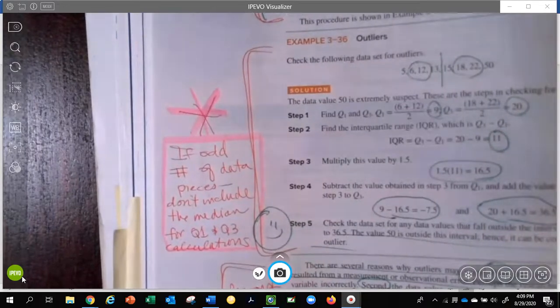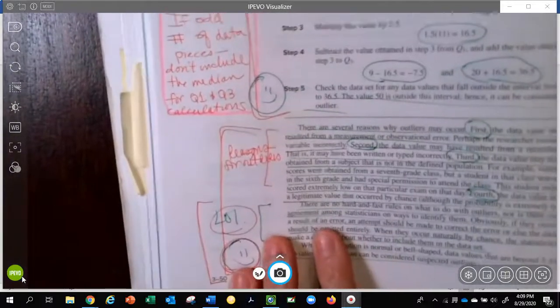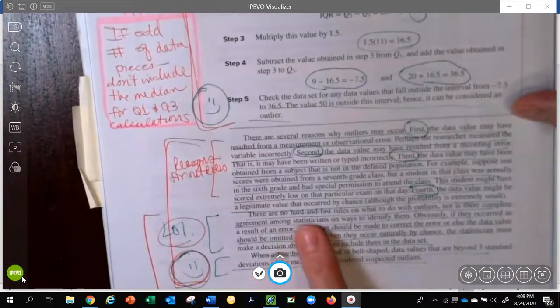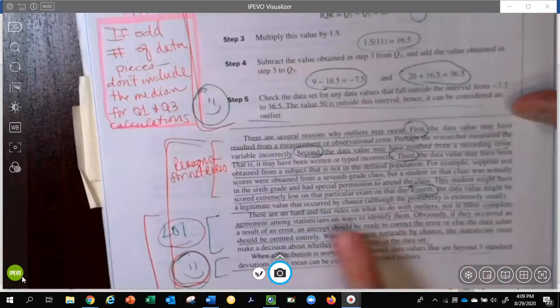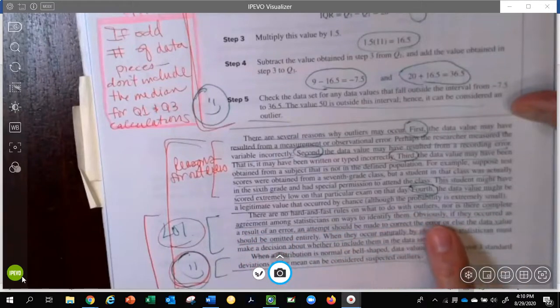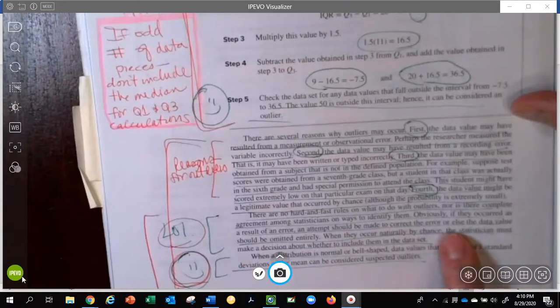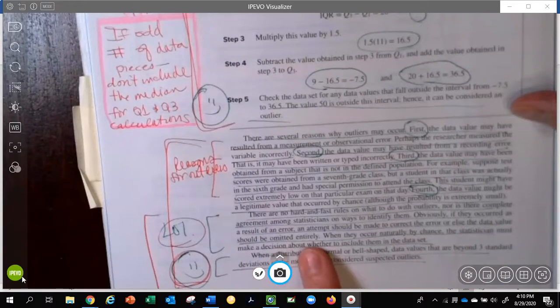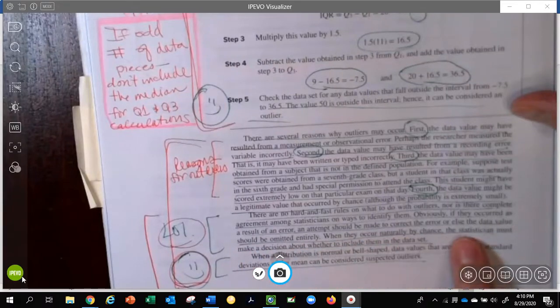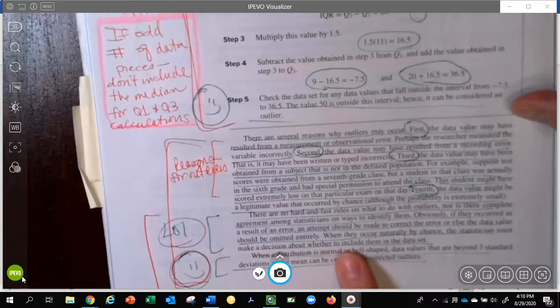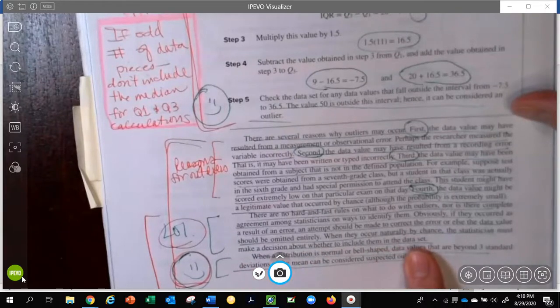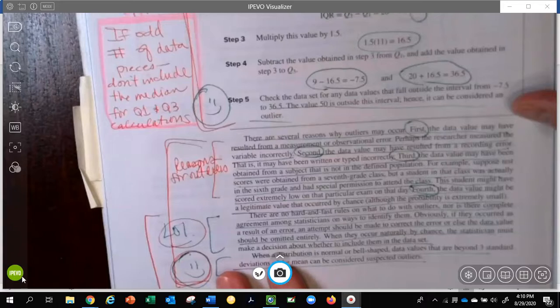I want to finish up here, and again, if you were with me in class, I would have somebody reading this because it's pretty funny. There are no hard and fast rules on what to do with outliers, nor is there complete agreement among statisticians on ways to identify them. Obviously, if they occurred as a result of an error, an attempt would be made or should be made to correct the error, or the data value should be omitted entirely. When they occur naturally by chance, the statistician must make a decision about whether to include them in the data set or not. So there is some leeway when calculating your pieces of information, but you always report on what you did with your outliers.